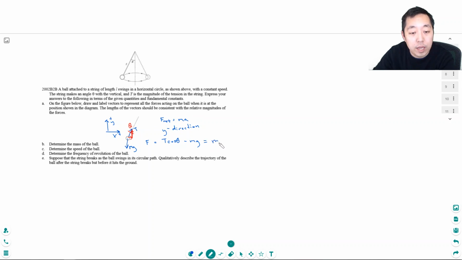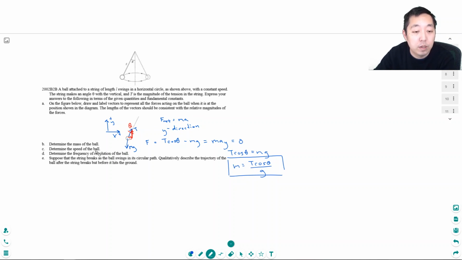So I'm going to add these two together. That has to equal ma in the y direction. But because this thing's rotating in the x plane, going around in a circle, it actually has no y acceleration. So this is 0 because a_y is 0. Therefore, T cosine theta equals mg, and I can solve for m. M is equal to T cosine theta over g. And this is an acceptable answer because we're given T, we're given theta, and all of that. So I've solved for mass in terms of those constants.